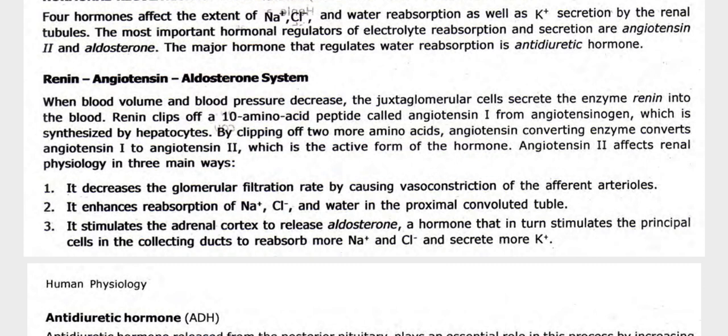When blood volume and blood pressure decrease, the juxtaglomerular cells secrete the enzyme renin into the blood. Renin clips off a 10 amino acid peptide called angiotensin 1 from angiotensinogen, which is synthesized by hepatocytes. By clipping off 2 more amino acids, angiotensin converting enzyme converts angiotensin 1 to angiotensin 2, which is the active form of the hormone.